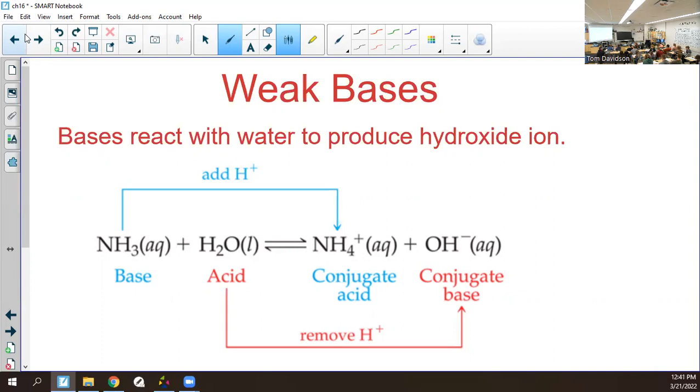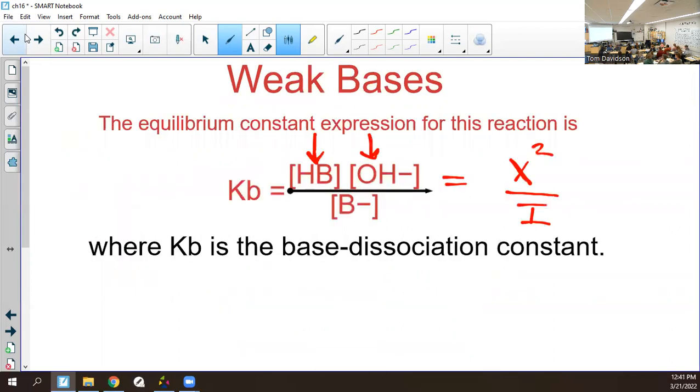Everything's pretty much the same. Bases react with water to produce hydroxide. The equilibrium constant expression for this reaction is written that way instead. And guess what it simplifies to? Wait, is it x squared over I? It is x squared over I.